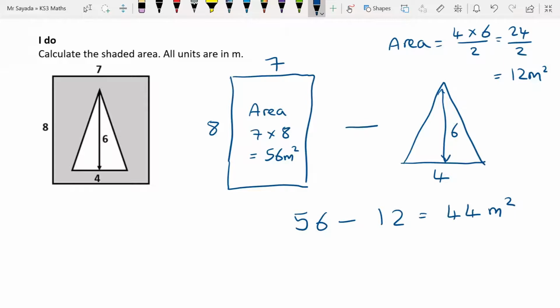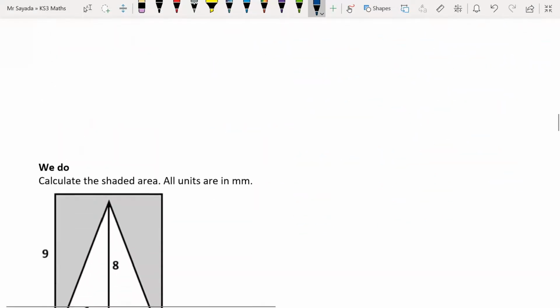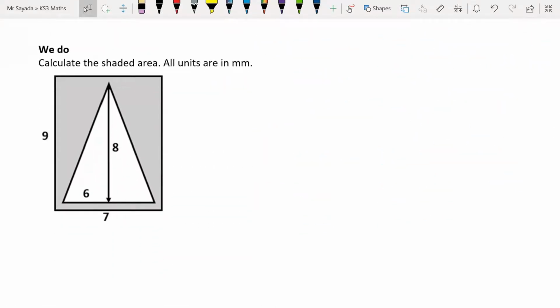You're going to try a similar example now. Pause the video and have a go at this question. Press play once you've done it.